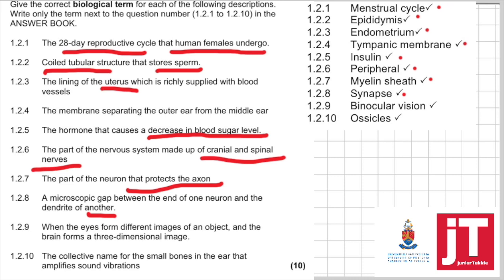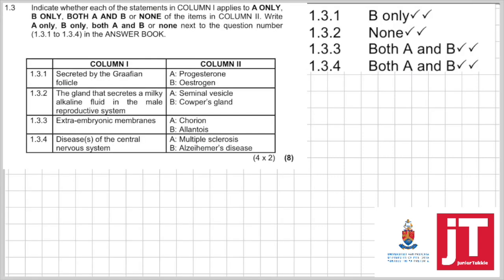And 1.2.9. When the eyes form different images of an object and the brain forms a three-dimensional object, what is that? Binocular vision. And 1.2.10, the collective name for small bones in the ear that amplifies sound vibrations, that's the ossicles. Right, that was not too bad. Let's get down to question 1.3.